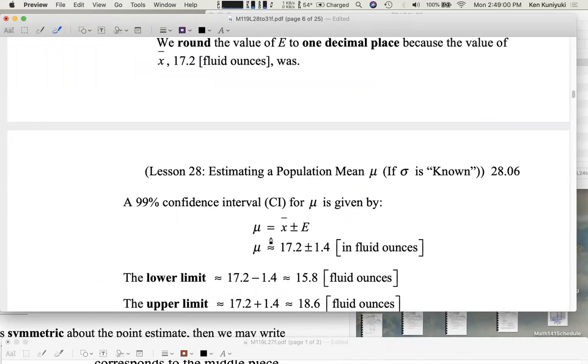So to find this form of the confidence interval, we're saying the population mean is given by the sample mean, again, the 17.2 fluid ounces, give or take the margin of error, which is now 1.4 fluid ounces. It's bigger than for the 95% confidence interval.